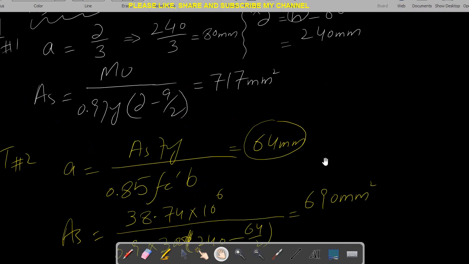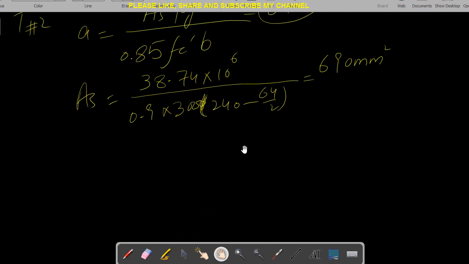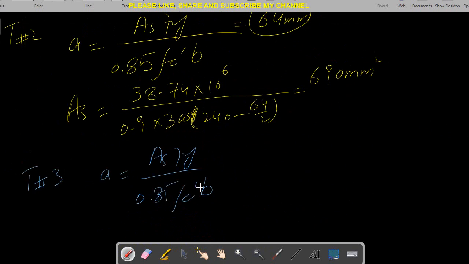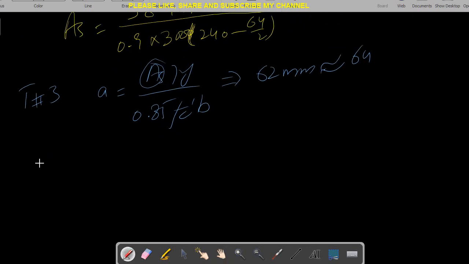So there is a huge difference between these two values. Let me go for another trial, trial number 3, fc prime into b. This time my area of steel will be this one, 690. It will give me 62 millimeter. Now you can see this value is close to 64. So that's why the results are coinciding, right?